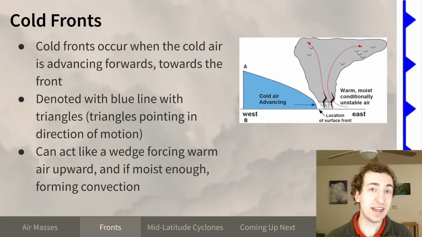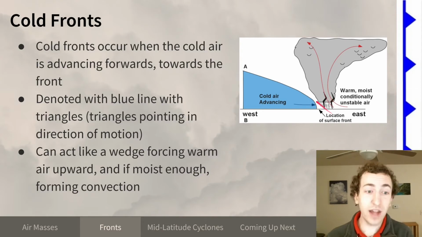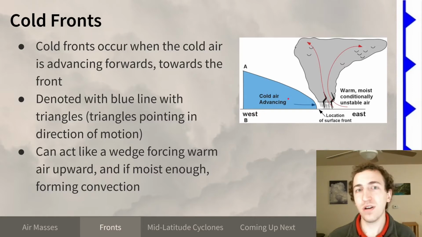Sometimes the air isn't quite warm enough, moist enough, or unstable enough to form that kind of convection. And you sometimes just get clouds if there's some moisture that condenses out to form clouds. Or sometimes it's dry enough where you don't even get anything, and you just get a rushing, advancing area of cold, windy air coming in.